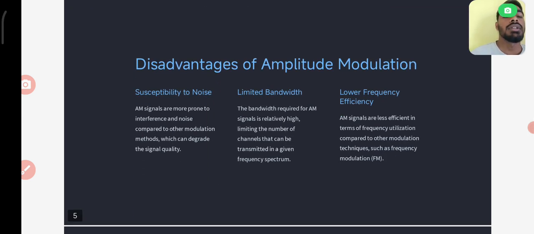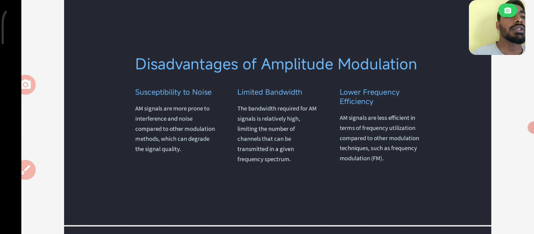applications. Next, disadvantages of amplitude modulation: susceptible to noise, limited bandwidth, and low frequency efficiency. First, susceptible to noise. Amplitude modulation signals are more prone to interference and noise compared to other modulation methods, which degrades the signal quality. Second, limited bandwidth. The bandwidth required for amplitude modulation signals is relatively high, limiting the number of channels that can be transmitted in a given frequency spectrum.